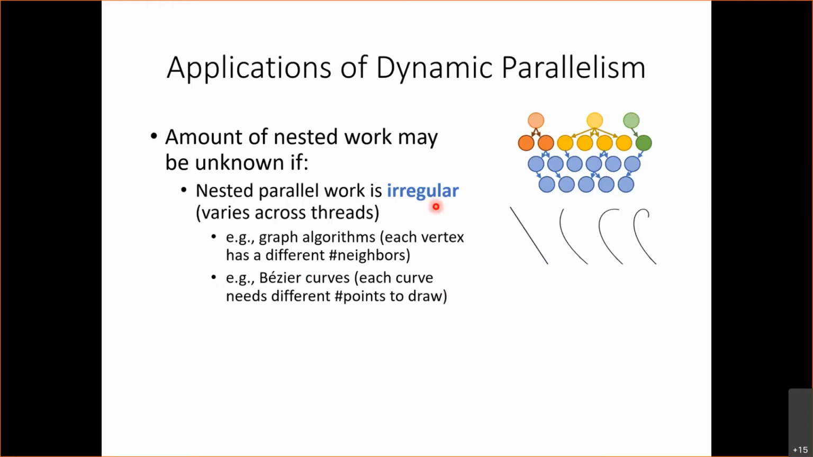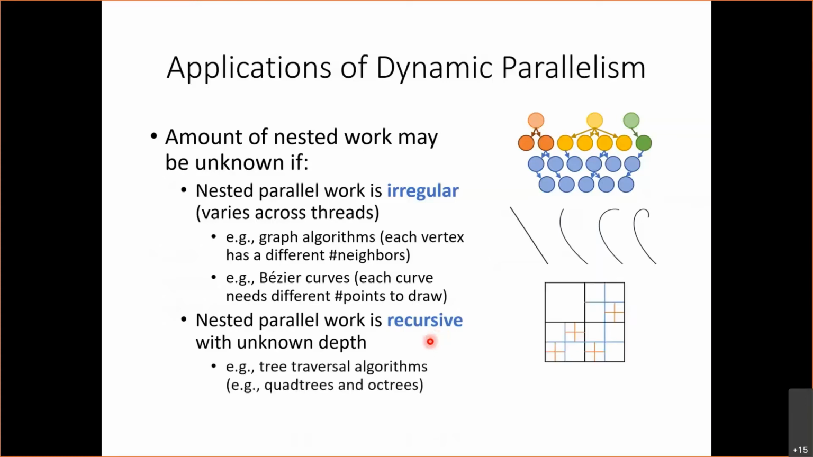Now, another category of applications where the nested work may be unknown is where the nested parallel work is recursive with unknown depth. So maybe all the threads that launch all have the same amount of nested work inside of them, but what differs across threads is whether they choose to launch or not. Maybe I have some kind of recursion, and each thread may or may not recurse depending on some information that it figures out at runtime. So an example of this is tree traversal algorithms.